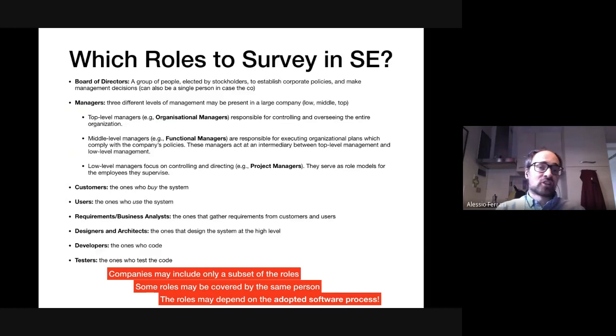Or the top manager: there is just one manager and the others are developers. Consider that some roles may be covered by the same person, and everything, of course, depends on the adopted software process. We have seen this and repeated it many times, but it's worth remarking that here we try to create theory and a list of names about something that changes every time. So depending on the process of the company, the dimension of the company, etc., things may change.